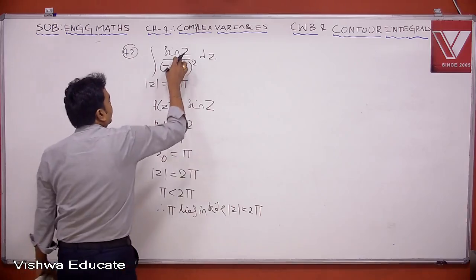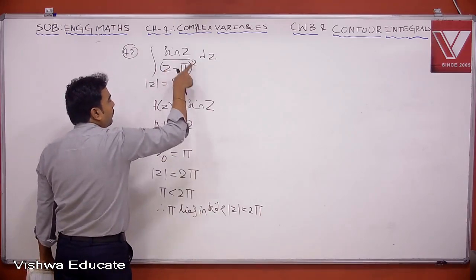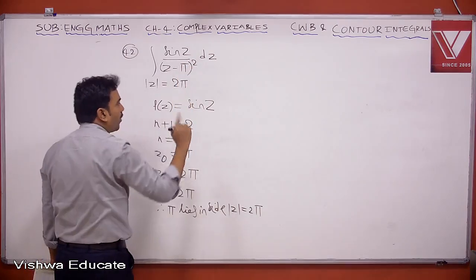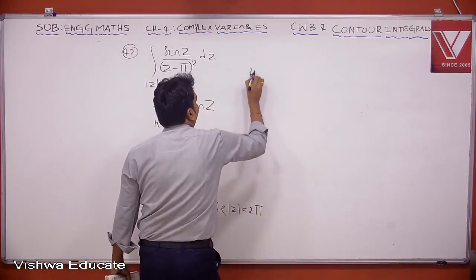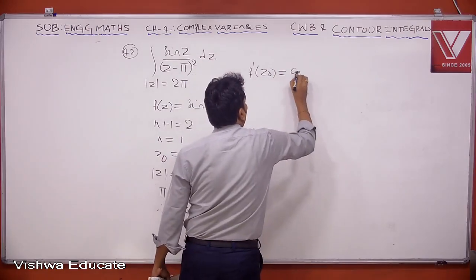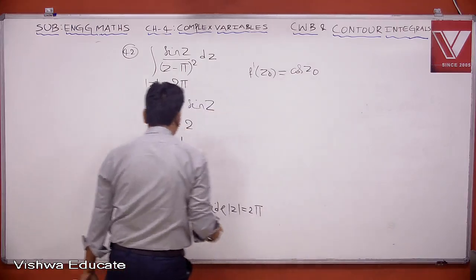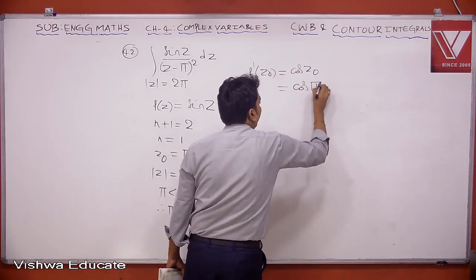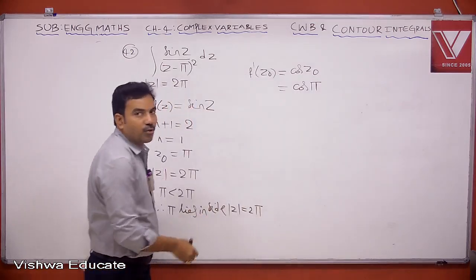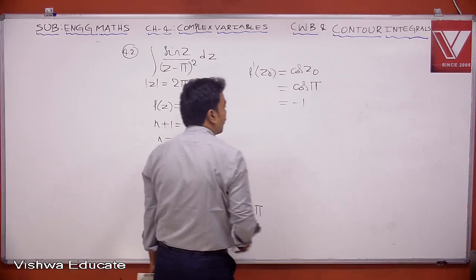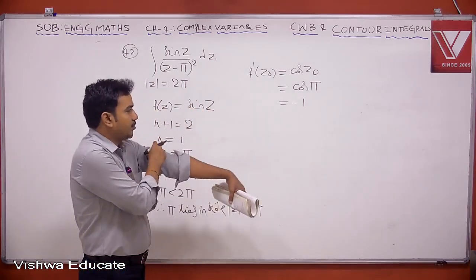Since we are applying Cauchy's integral formula for derivatives, here the power is 2, so differentiate this with respect to z one time. So here f dash of z0 is cos z0. But what is z0 value? This is pi. So therefore this is cos pi. Cos pi is minus 1. Cos 180 degrees is minus 1.